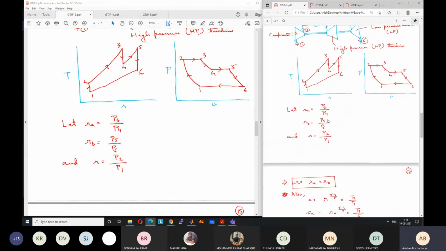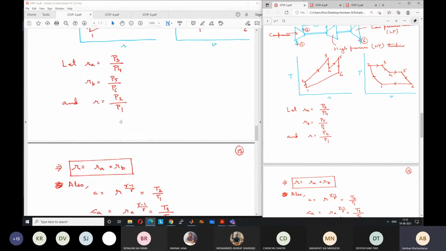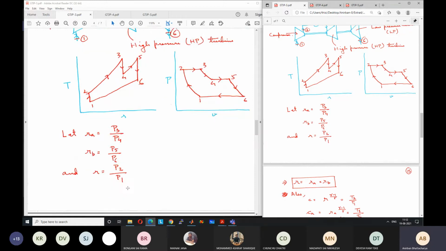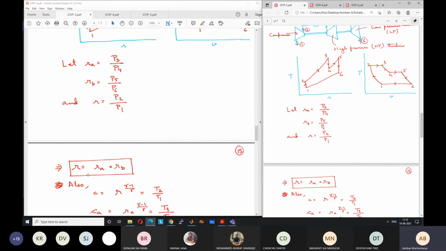we'll keep this open. So the pressure ratio for the first turbine, high pressure turbine, is RA, P3 by P4. And for the second turbine is RB, P5 by P6. Okay. And the overall pressure ratio for the cycle is R, P2 by P1. So we can see from here that P2 is equal to P3, and P1 is equal to P6, and P4 is equal to P5. Okay. So by using that, we can find that P2 by P1 is equal to P3 by P4 into P5 by P6, or R is equal to RA into RB.